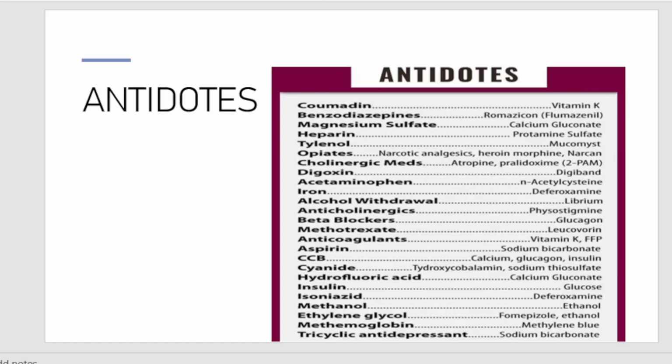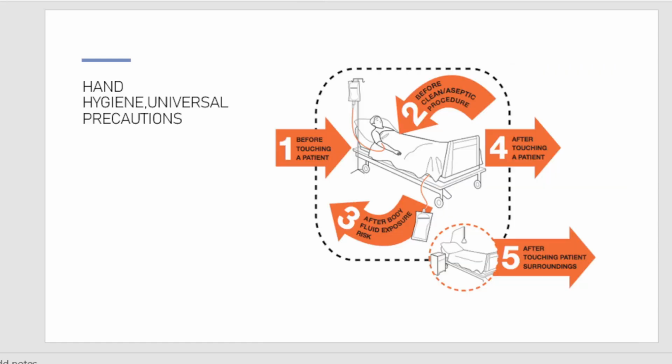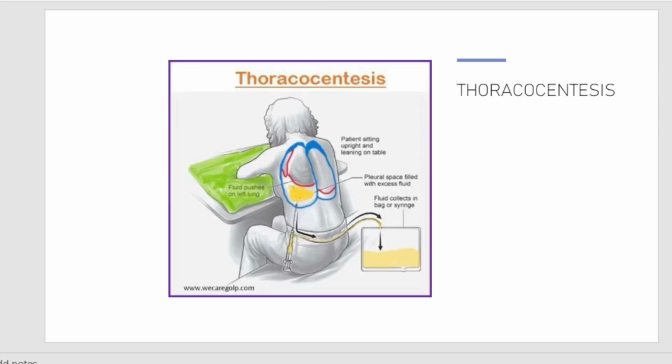Next important topic is antidotes. Antidote means in case of any poisoning, overdosage of any drugs, it will lead to poisoning, and we have to know about the antidotes for that particular poisoning. Next topics are hand hygiene and what are the universal precautions. Thoracocentesis, paracentesis, like that procedures also they will focus on for questions.